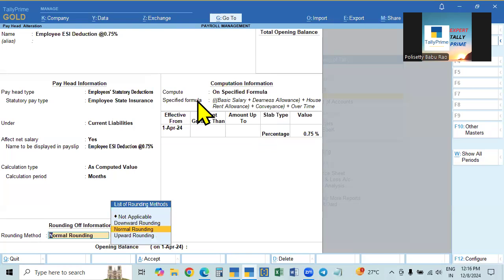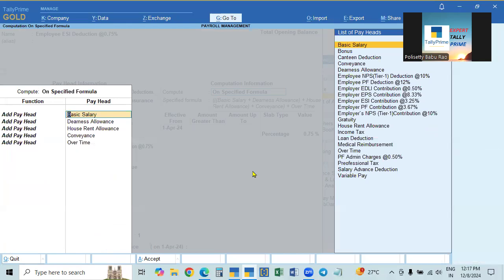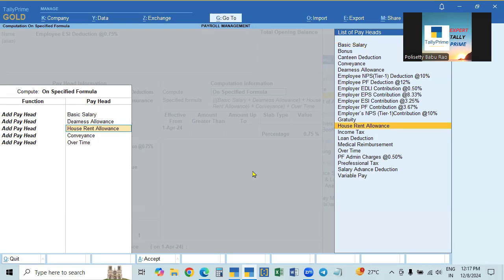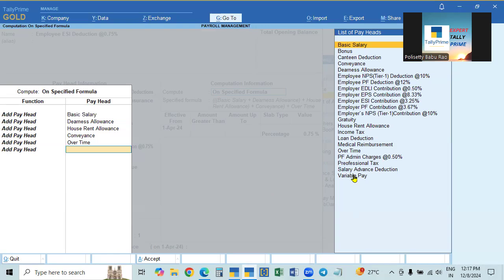This is the name, and this is also to be calculated. So as computed value with normal rounding, you will take the specified formula. Here all the regular incomes of the employee, the regular payments, will be taken. So basic salary, then add pay head, select dearness allowance, then again add pay head, take house rent allowance, then conveyance, then overtime also. And after that, if you add one more, another one is variable pay.